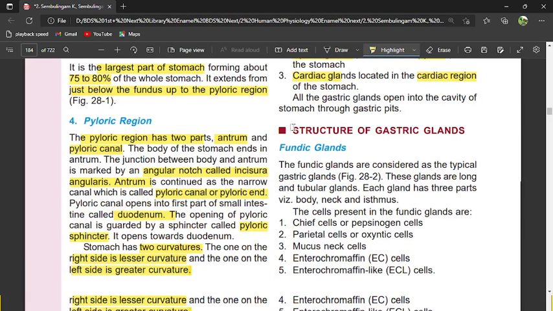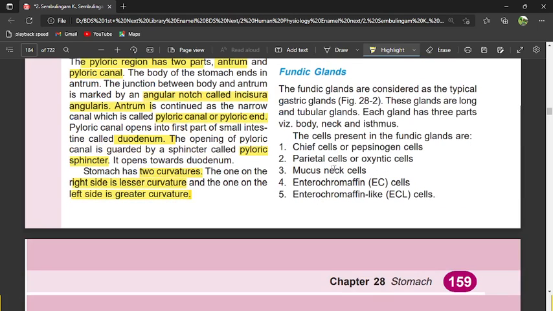The structure of the gastric gland, what is that? The fundic glands are considered the typical gastric glands. These glands are located here and they are tubular glands. Each gland has three parts. Okay, they have a body, neck and isthmus.